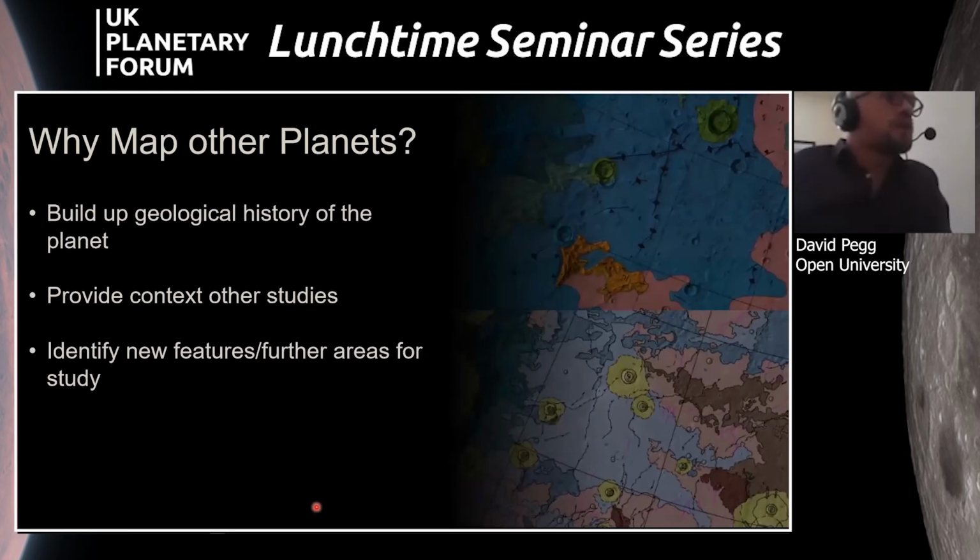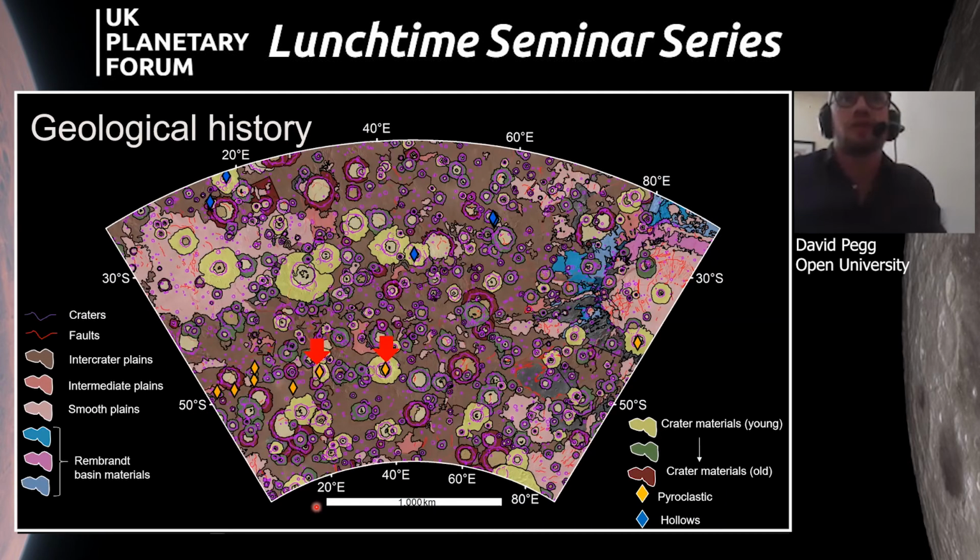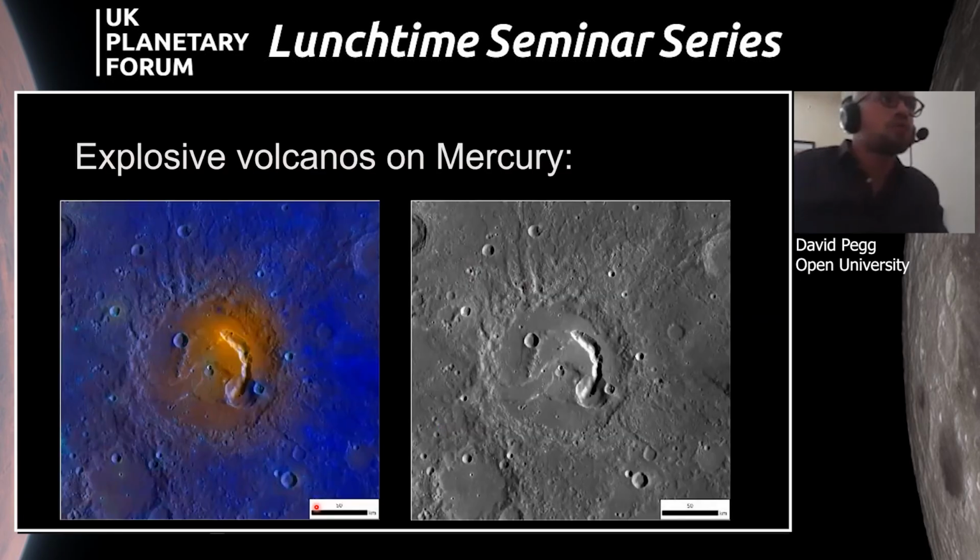Now, I mentioned before that we like to use geological history and provide context for other studies. You can do that through looking at the map, but you can also identify new features. And that's where I went to next with my project. I was looking at these volcanic vents and I wanted to understand them more. Now, we saw that they had a facula, this red-orange spot around them, but you can also see that they've got a pit inside them.